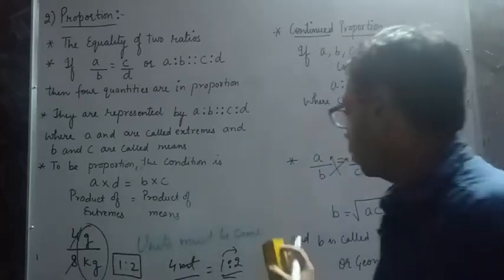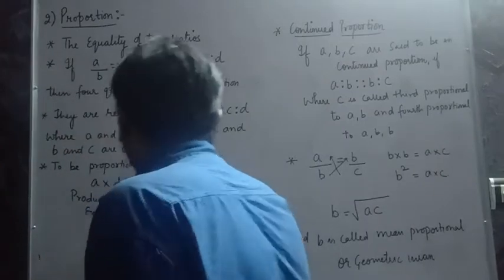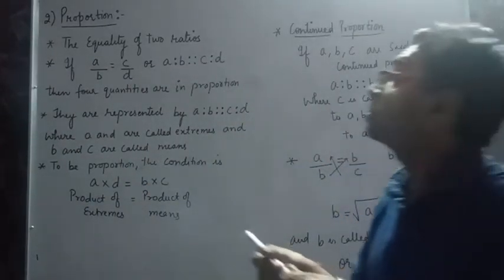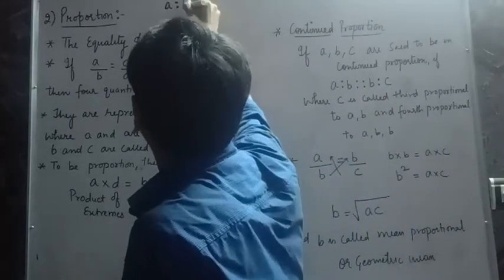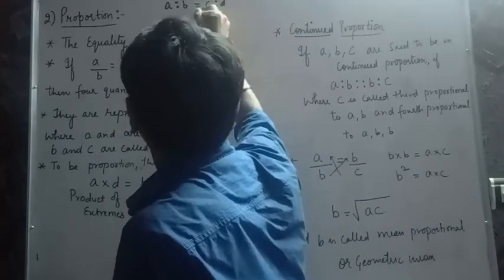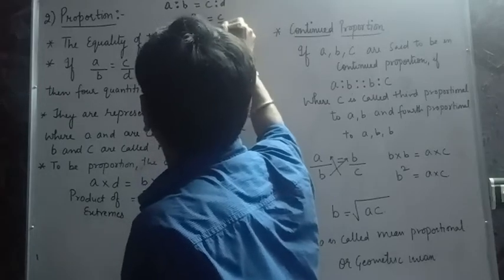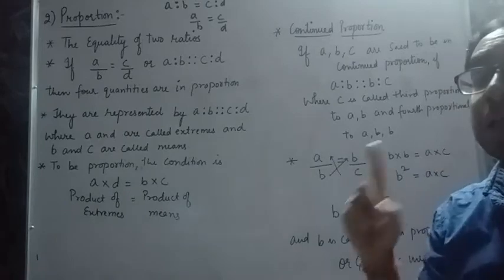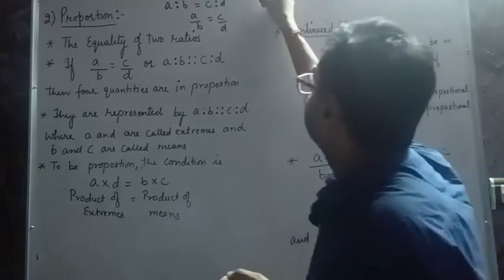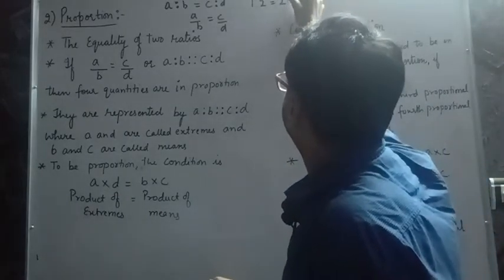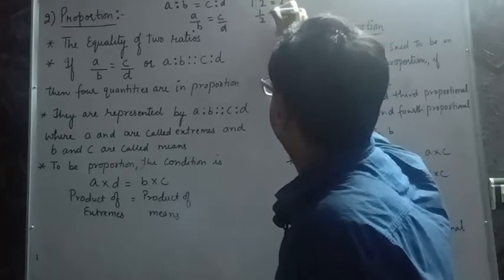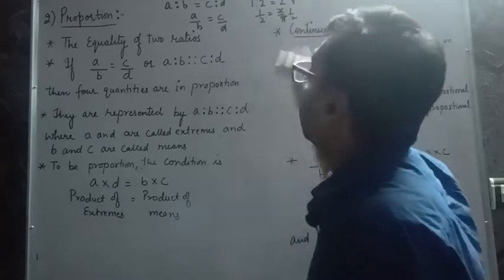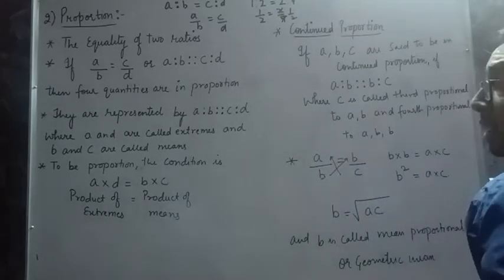So now let's move on to the topic, proportion. I told you what we mean by proportion: the equality of two ratios. If two ratios are equal, A ratio B equal to C ratio D, it means A by B is equal to C by D, then we'll call them in proportion. For example, 1:2 is equal to 2:4. You can see 1/2 is equal to 2/4. If I cut, I'll get 1/2 only. They are in proportion. Are we clear?